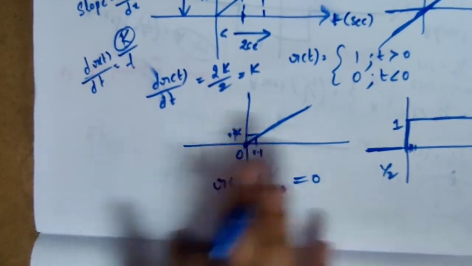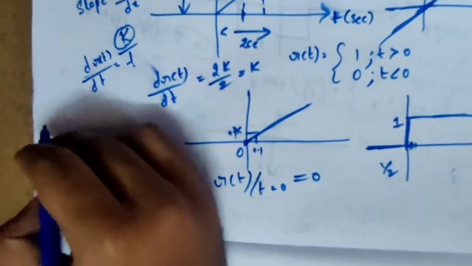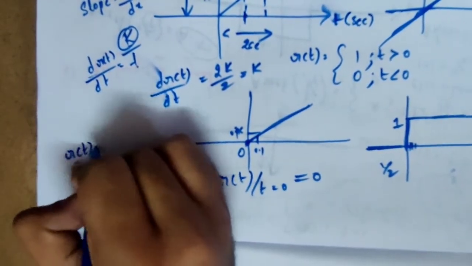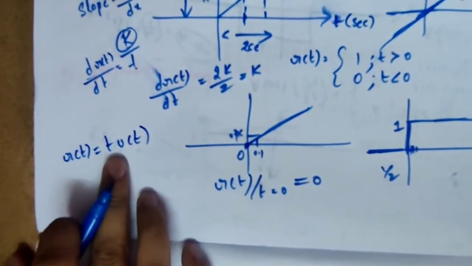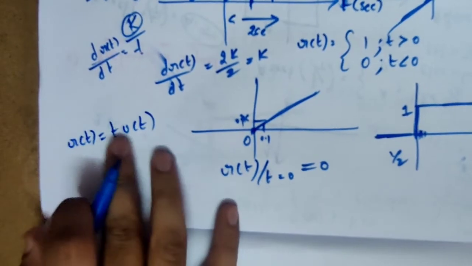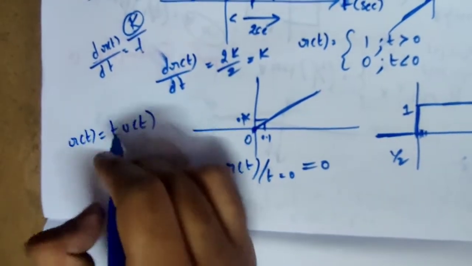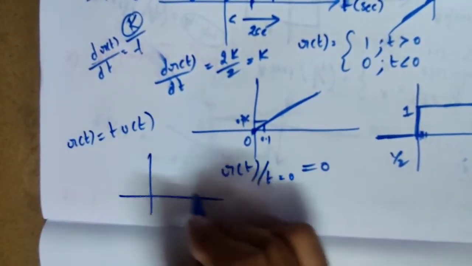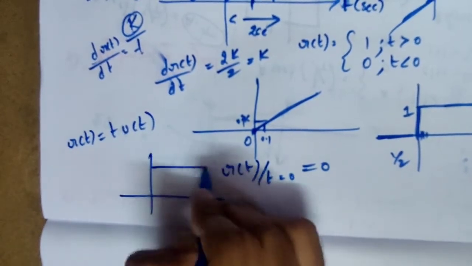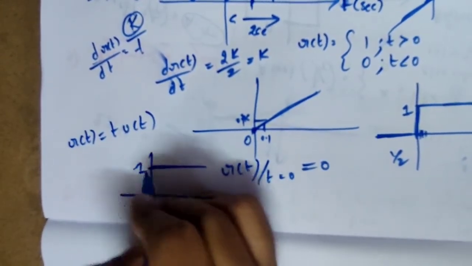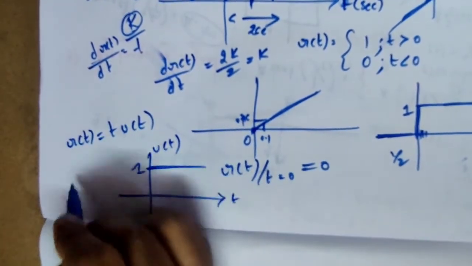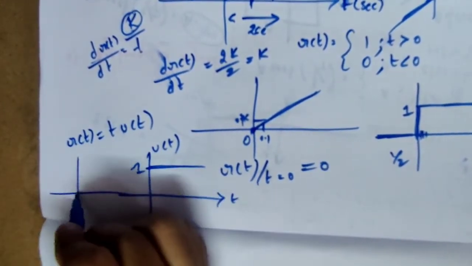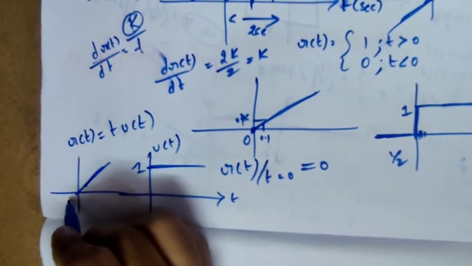If I talk about the relationship between ramp and unit step signal, you can simply write ramp is equals to t into u of t. Now if anyone is having doubt how I wrote this, you can consider it like this. What is u of t? It is nothing but 1. This is u of t, this is t. And what is t? Simply t. It is like this, this is t.